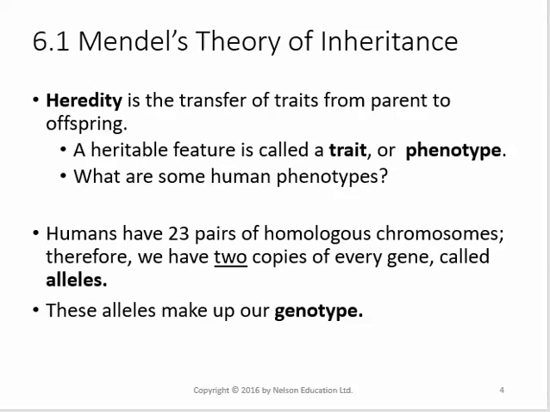So when we look at the genetic makeup, there is the karyotype of humans. Karyotype is really the number of chromosomes that we have. So in humans, we have 23 pairs of homologous chromosomes, so two copies of every gene. And these copies, each copy is called an allele. Our karyotype, therefore, is 46 chromosomes.